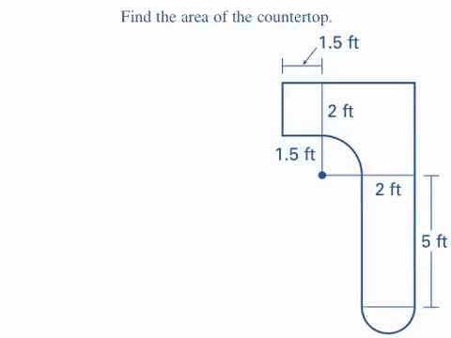This last example is kind of just a challenge problem. It says find the area of the countertop. Notice this countertop has been sectioned off for us. We're going to have two rectangles, and then at the center we have a square-looking thing, but a fourth of a circle has been cut out of it. And then at the very bottom, I have a semicircle.